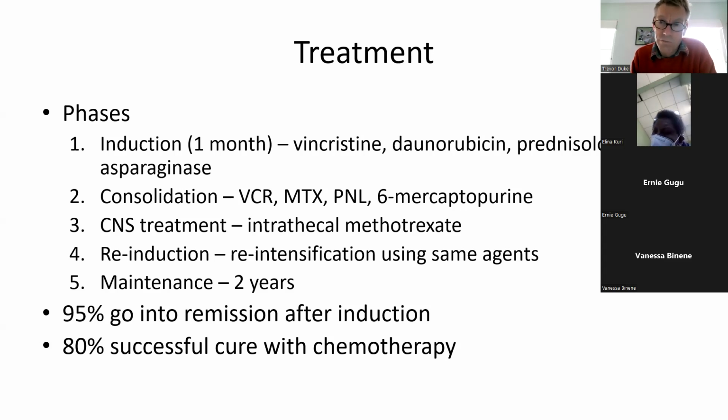The main reason to sort of know at least the names of these drugs is that, firstly, at some stage during your training, you'll be giving chemotherapy, and it's important to know the names of the drugs, and also important to have some idea of their side effects.